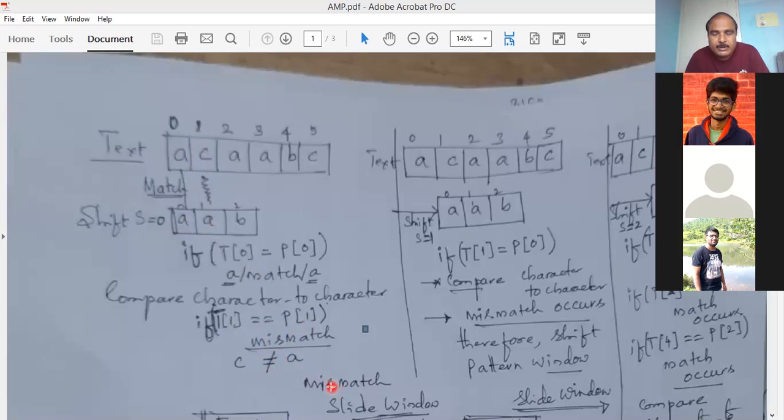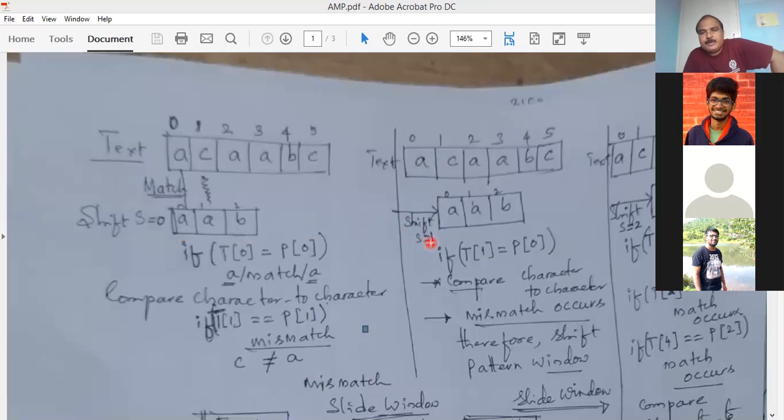Once C is not equal to A, there is a mismatch. Then the naive string matching algorithm says that you slide the window to the next position. Sliding the window means moving the pattern window towards the right by one position. The window is slid over the text by one position, so we have shifted the window towards the right by one position. Therefore, you can see that shift S equal to 1.